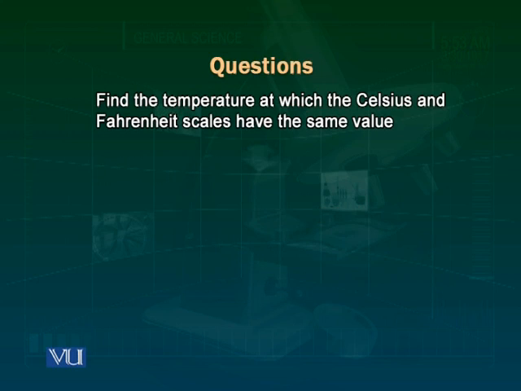Now, let's do another numerical. Let's find a temperature at which the Celsius scale and the Fahrenheit scale correspond. The only information which we are given in this question is that the Fahrenheit temperature and the Celsius temperature are the same. We are not given what temperature it is. So basically, it is just setting up the equation, putting in the values, and trying to get it.